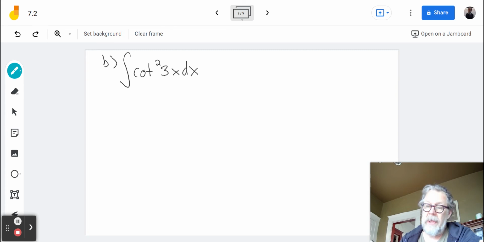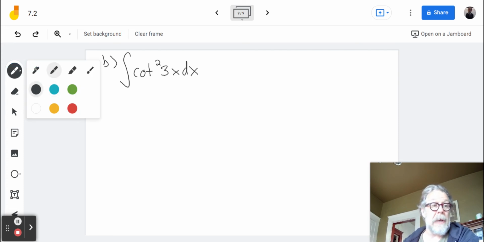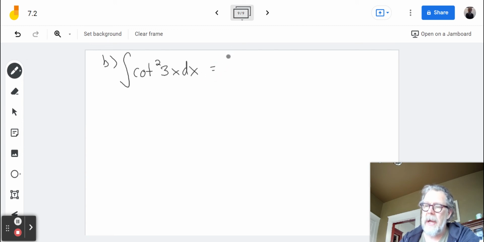So this time, because we don't have an antiderivative of cotangent squared, making u equal to 3x doesn't actually help us. But what we do know is that there is a trig identity that says that cotangent squared is equal to cosecant squared minus 1. Hey, we know this one. We'll let u equal 3x.